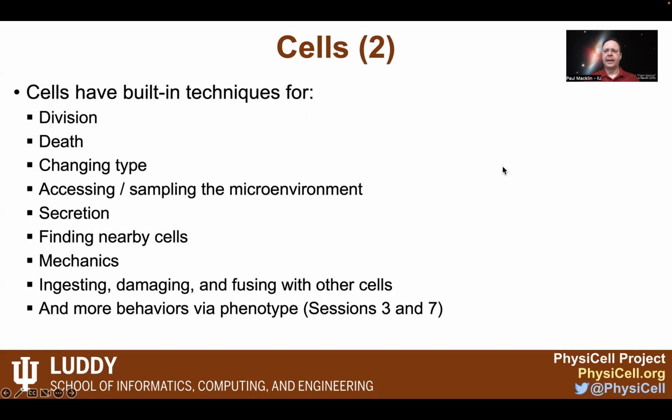And each cell has its own built-in methods to keep track of cell division, cell death, change of type. Say if you want to mutate from a cancer cell to a mutant cell, or differentiate from a stem to a differentiated cell. We have ways to easily access and sample the microenvironment, ways to secrete things into the environment, ability to find other cells, built-in mechanics by potential functions, of course, motility, so random birth and motion, and now more recently, ways to ingest other cells by phagocytosis, to damage other cells by an effector attack, or even to fuse with other cells. And so we'll be going through those behaviors in particular in sessions 3 and 6 and 7.